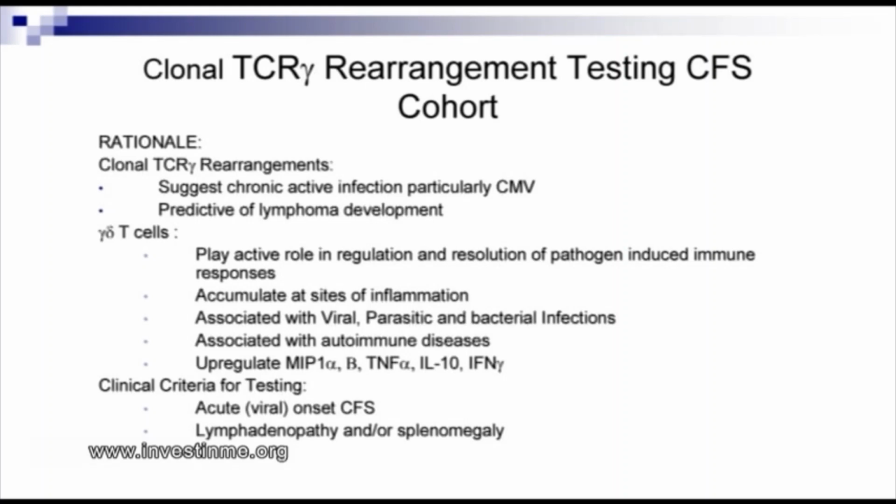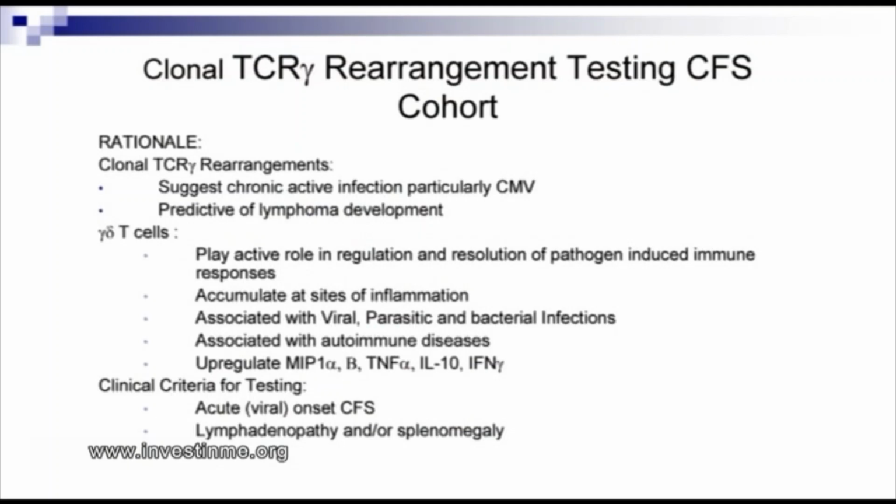So these gamma delta T cells, then, that's what you get if you rearrange the gamma chain first. They're known to play an active role in the resolution of pathogen-induced immune responses. So they accumulate at sites of inflammation. So as Dan also said, sometimes sampling in the periphery is not a good thing because we can't see these T cells when we look for them. But we can see the evidence in the cytokine and chemokine patterns that are left behind because when they're turned on, they're expressing the chemokines MIP1 alpha beta and the cytokines TNF alpha, IL-10, and gamma interferon.